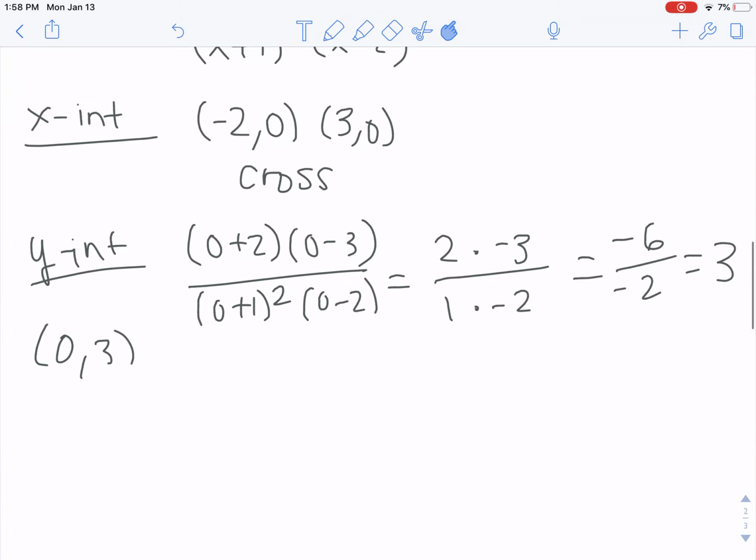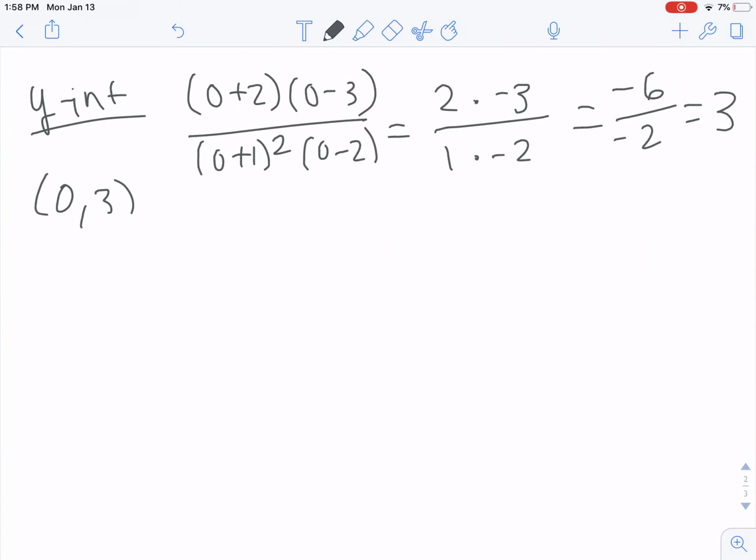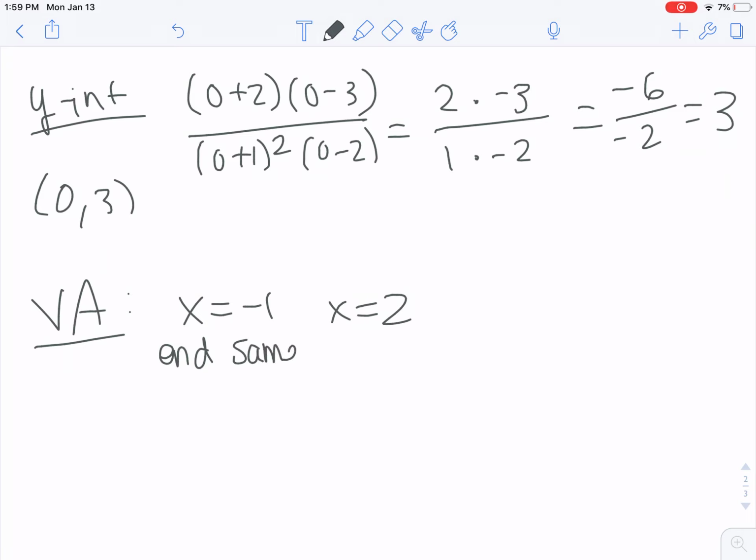Sorry, I was waiting for you guys to write, to give you time to write that down, and then I started doing something else. Then we want to do our vertical asymptotes, so that's where my bottom equals 0. So my bottom equals 0 at x equals -1 and x equals 2. I know that for the -1, my multiplicity there is 2. So since the multiplicity is 2, that means my ends are going to have the same behavior. And for x equals 2, that has a multiplicity of 1, so my ends are going to have opposite behaviors.